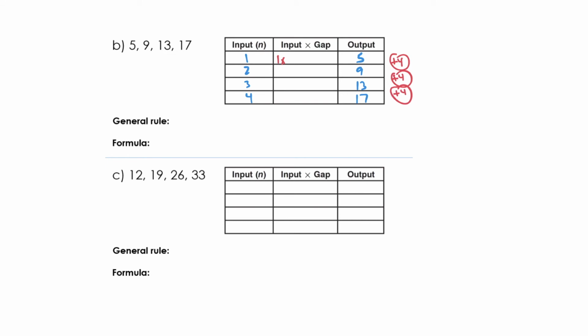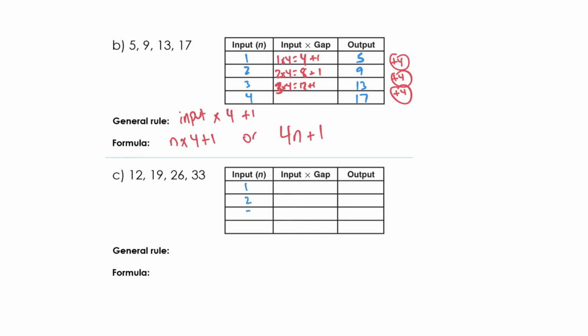So 1 times 4 equals 4. And how do you get from 4 to 5? You add 1. 2 times 4 equals 8. Plus 1 is 9. So this is going to work. 3 times 4 is 12. Plus 1 is 13. So I recommend that you do this at least 3 times. So input times 4 plus 1. And the formula could be written like this. Or 4n plus 1.